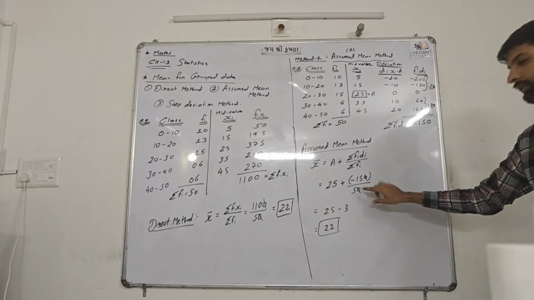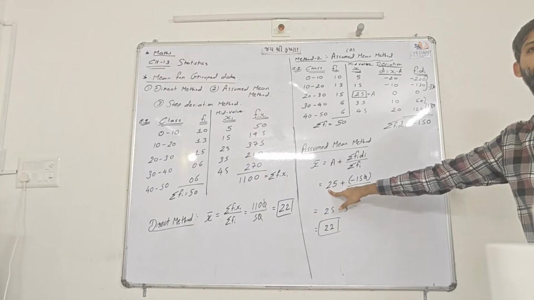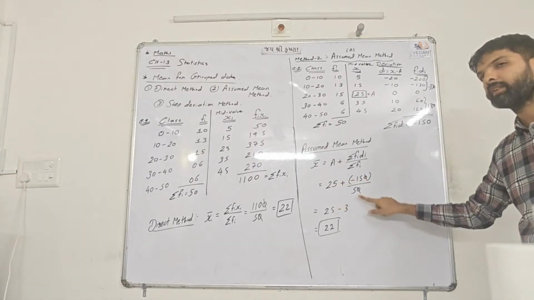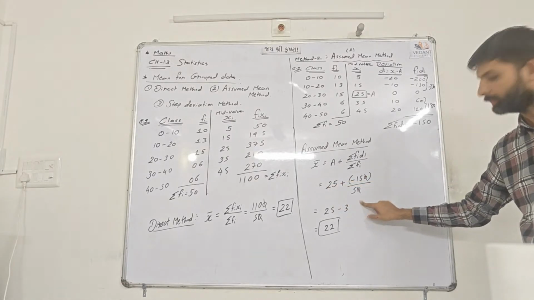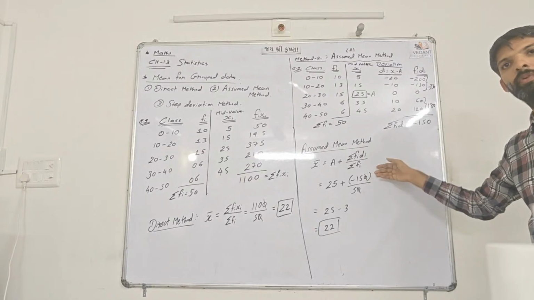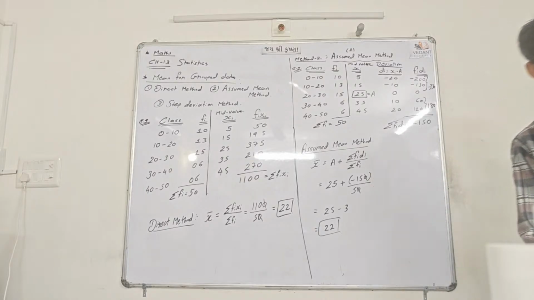These two can be cancelled. This and this you cannot cancel. You cannot cancel 25 with 50. But this you can divide. 150 by 50 is 3. That's why.